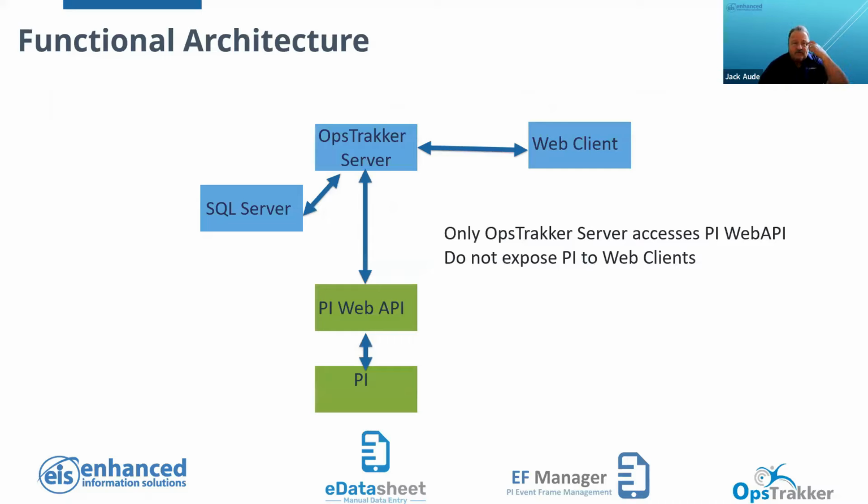Bryce, could you speak to our functional architecture? Sure. So this architecture is all based on using an ops tracker application server, and then that uses SQL on the back end for both storing buffering data and also storing configuration. And then all clients talk directly to the ops tracker server, which then communicates to Pi through the Pi Web API. So this allows us to abstract the Pi connection from client users.